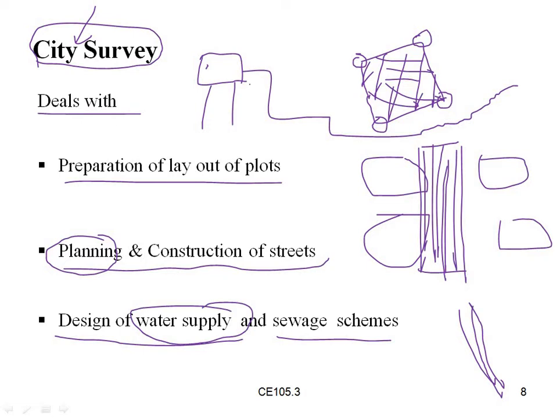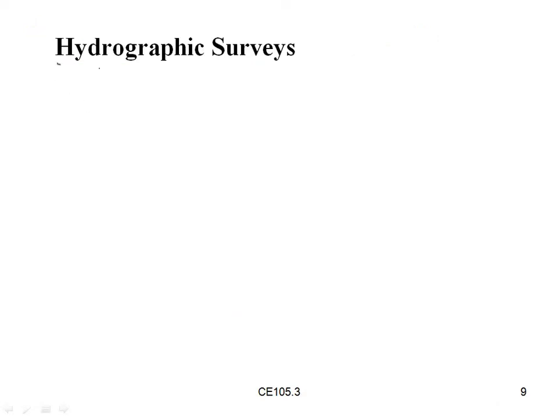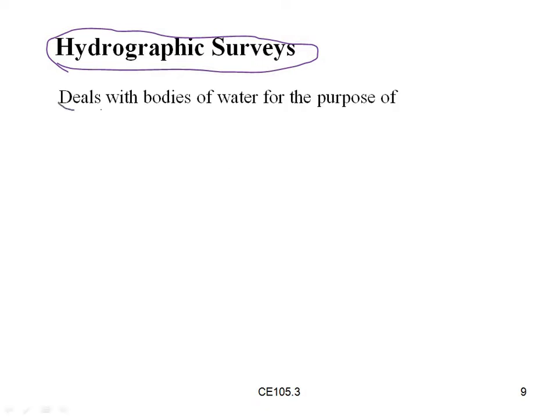Okay, so if we are getting tap water in our houses, that is regarding the designing of water supply. And the next one is hydrographic surveys. So what are hydrographic surveys? It deals with bodies of water for the purpose of navigation. So what do you mean by navigation? It is done by the navigation facilities of water related to the submarines.